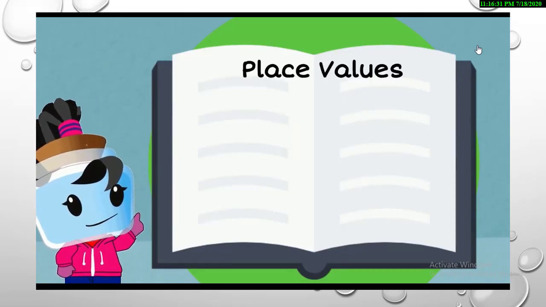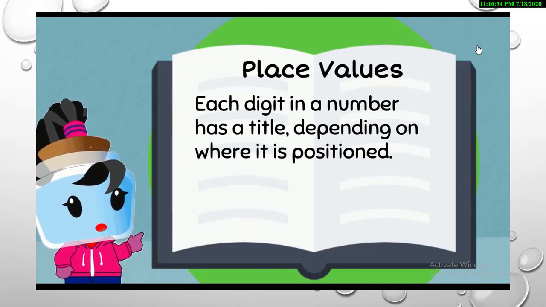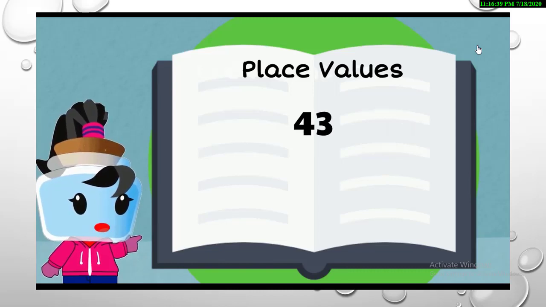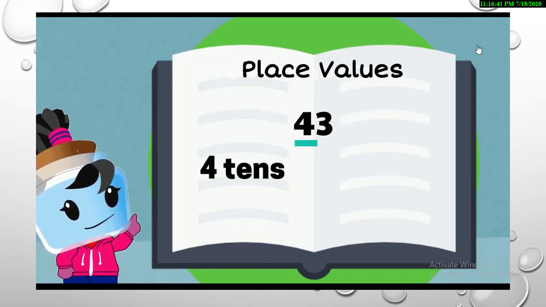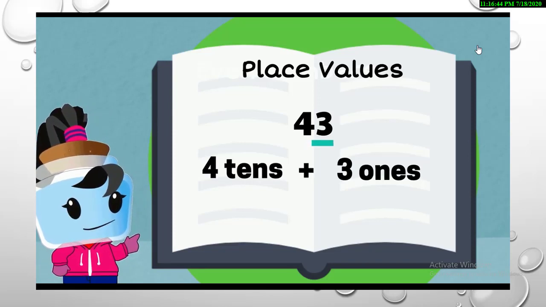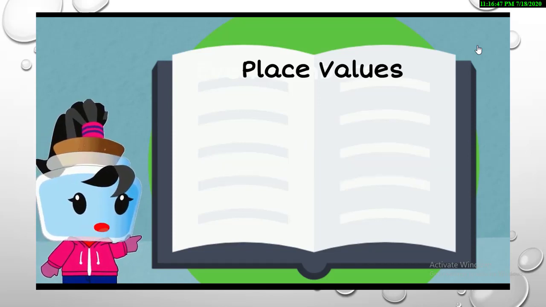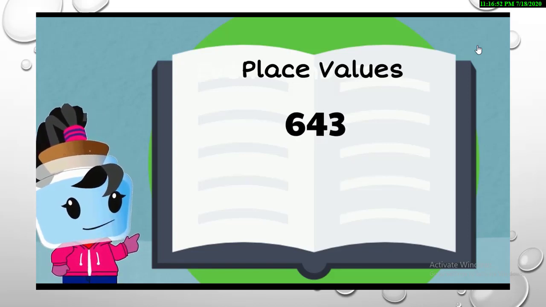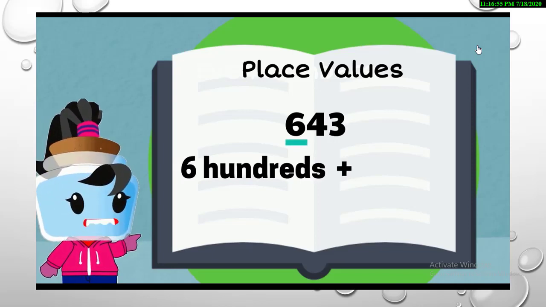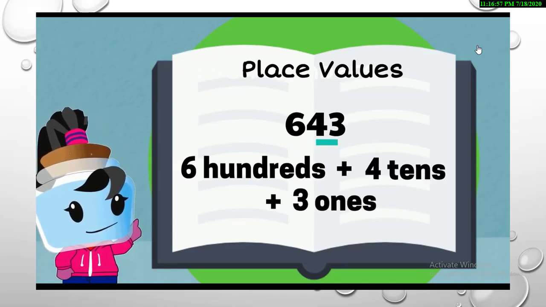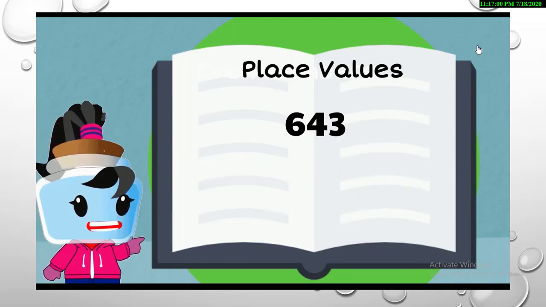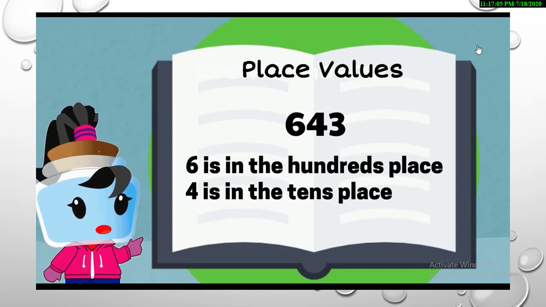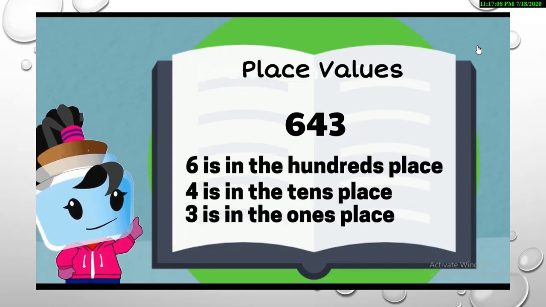Let's do a quick review of place values. Each digit in a number has a title, depending on where it's positioned. In the number 43, we have 4 tens and 3 ones. Now, if we add another number and make it 643, we'll have 6 hundreds, 4 tens, and 3 ones. In other words, 6 is in the hundreds place, 4 is in the tens place, and 3 is in the ones place.